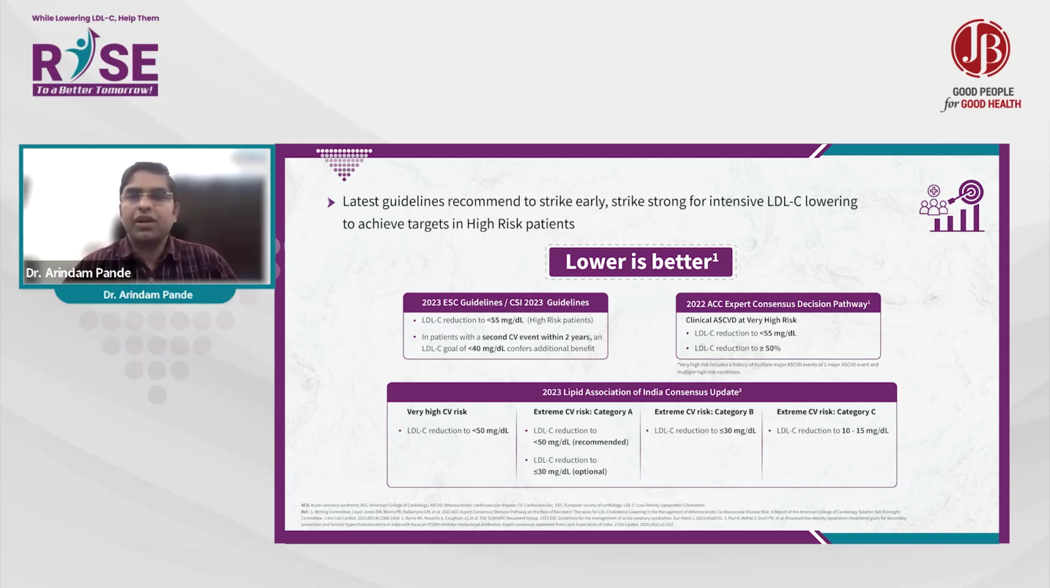Now, there is a group of patients who are considered extreme CV risk, very high risk. So they have a different category as per the LAI recommendation. Anybody who has a recurrent event in spite of proper cholesterol management treatment, or there is a family history of premature atherosclerotic cardiovascular death, there the target should be very stringent, at least less than 30, and there is an optional target of reaching below 20, even 10 to 15 milligram of LDL. So that is the overall consensus. In fact, we do follow this in our day-to-day practice.